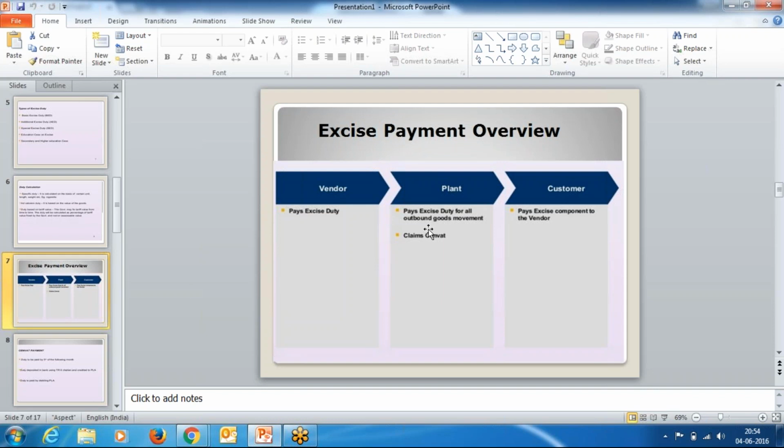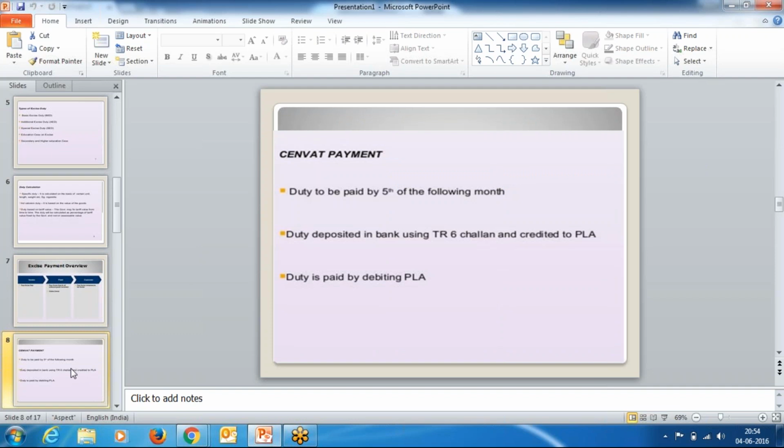Generally, we do the utilization at the end of each month. I'll tell you the register part later on. So here is about the payment. Duties are to be paid by the 5th of the following month. Duty is deposited in the bank using a TR6 challan and credited to the PLA. I mean, these are all statutory requirements. Duties are paid by debiting the PLA.